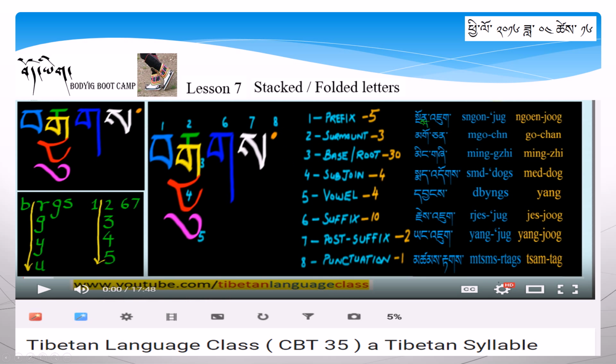And prefixes are called ngunjuk, right? That's how you would pronounce it. The surmount letters are called gojen in Tibetan. And then the base or root letters are called mingshi. And then the subjoined letters are called medok. And then the vowels are called yang. And then the suffix is called jenjuk. And then the post-suffix is called yangjuk. And then the punctuation marks are called tsamda. So these are the different terms. We'll learn in more detail later, but just as an FYI in this video. So basically that's what a syllable would look like in a stacked form.